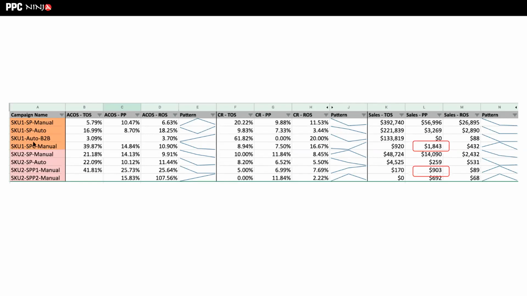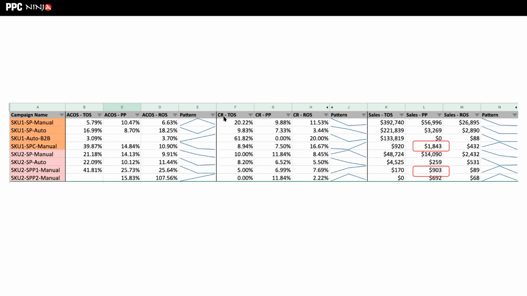I have 4 campaigns running for these 2 SKUs. The way I've arranged this is I have my ACOS for top of search, my ACOS for product pages, and my ACOS for rest of search. I'm trying to see some patterns: for this SKU, for this campaign, is my ACOS better at top of search, at the product pages placement, or at rest of search? And I draw a little pattern here with the sparklines, in case you're interested in knowing the Excel version of that.